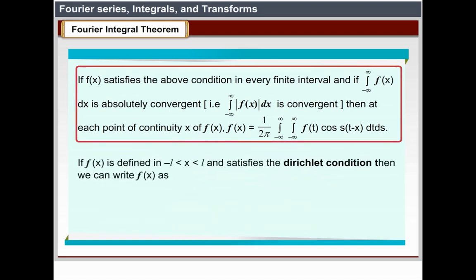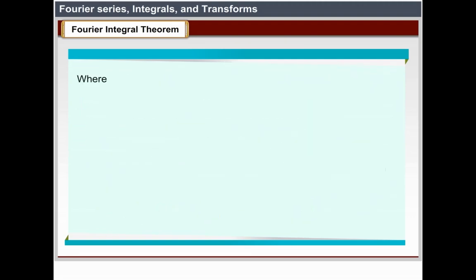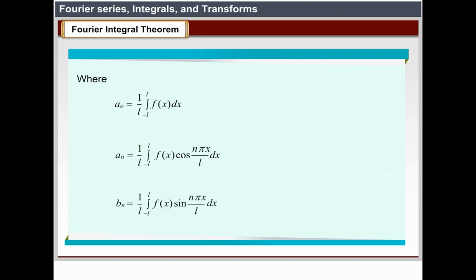If f of x is defined in minus L less than x less than L and satisfies the Dirichlet condition, then we can write f of x equal to a naught by 2 plus summation n equal to 1 to infinity an cos n pi x by L plus bn sin n pi x by L, called equation number 1, where a naught equal to 1 by L integral minus L to L f of x dx, an equal to 1 by L integral minus L to L f of x cos n pi x by L into dx, bn equal to 1 by L integral minus L to L f of x sin n pi x by L into dx.